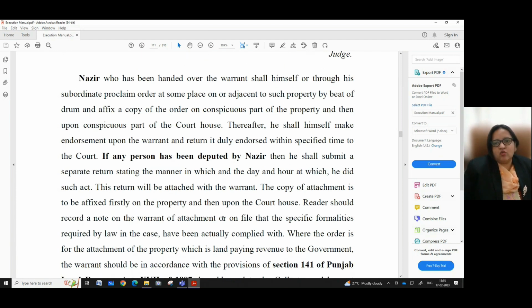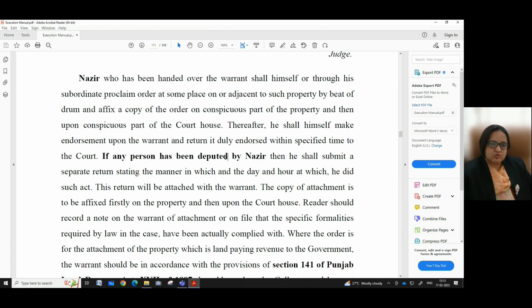The Nazir, who has been handed over the warrant, shall himself or through his subordinate proclaim the order at some place on or adjacent to such property by beat of drum and affix a copy of the order on a conspicuous part of the property and then upon a conspicuous part of the courthouse. Thereafter he shall himself make endorsement upon the warrant and return it duly endorsed within the specified time to the court. If any person has been deputed by the Nazir, then he shall submit a separate return stating the manner in which and the day and hour at which he did such act. This return will be attached with the warrant.